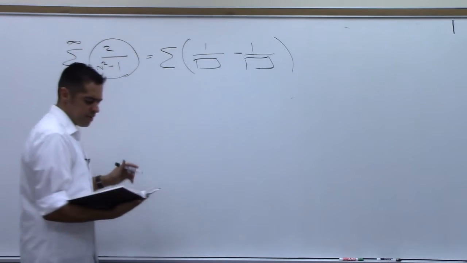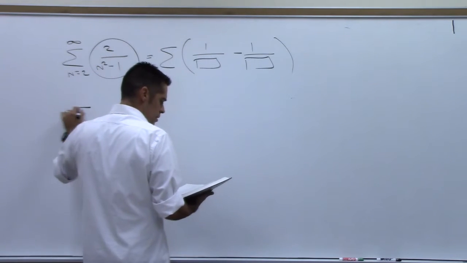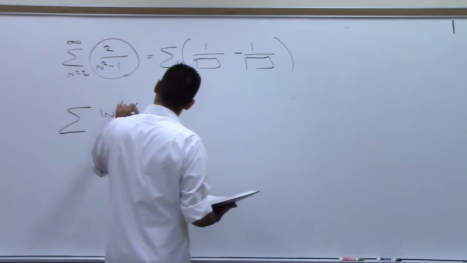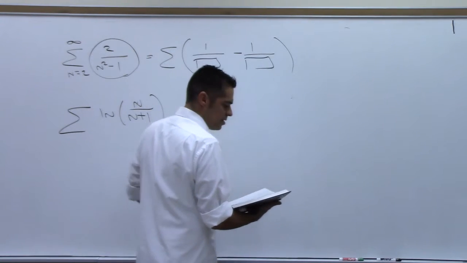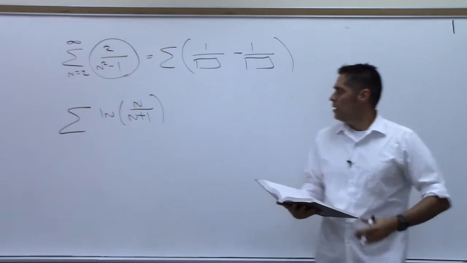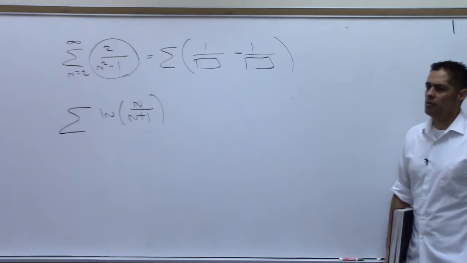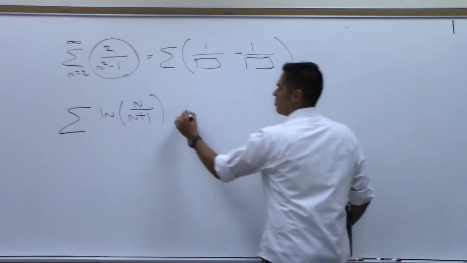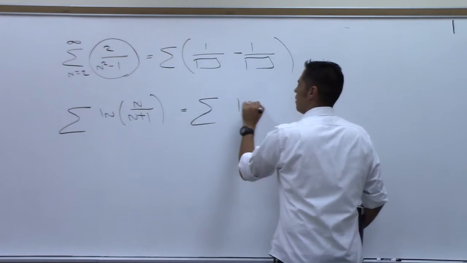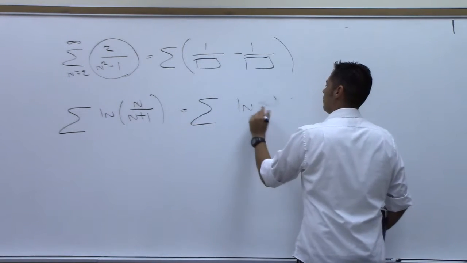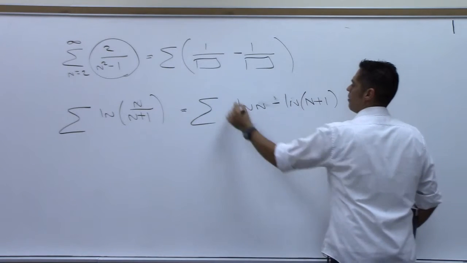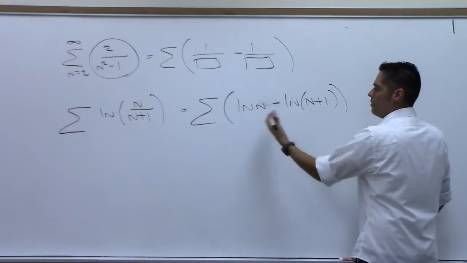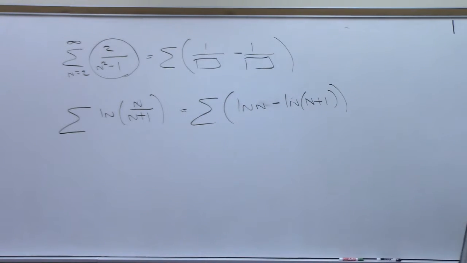On number 26, they give you the natural log of n over n plus 1. And you can't see that this is a telescoping series unless you use the property of logs first, which allows you to turn division into subtraction. Right? That's what that is. And then when you start writing out the terms, you get cancellation.